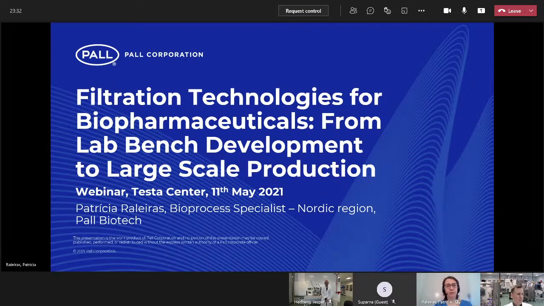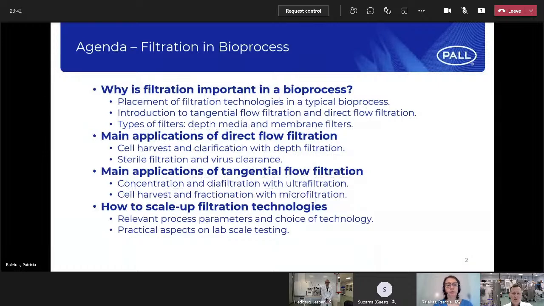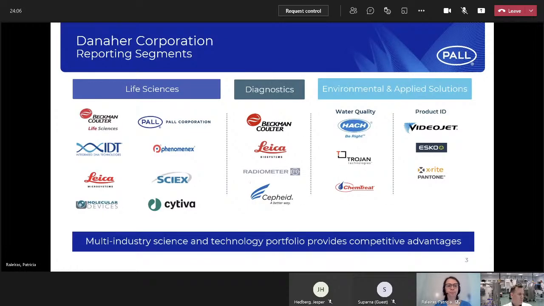So today we're going to talk a little bit about filtration technologies that we use for biopharmaceuticals, from lab development to large-scale production. We're going to focus on why filtration is important in bioprocess and where you find filtration in bioprocess, an introduction to the two different main types of filtration that you find there, which is tangential flow filtration and direct flow filtration. A little bit about types of filters and composition of filters, main applications of the different types of filtration, and how you do scale up.